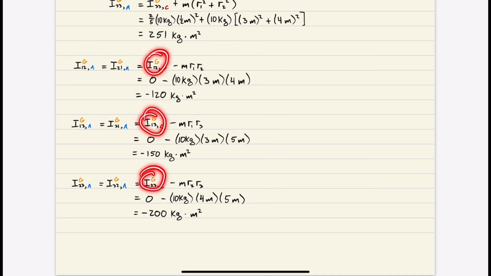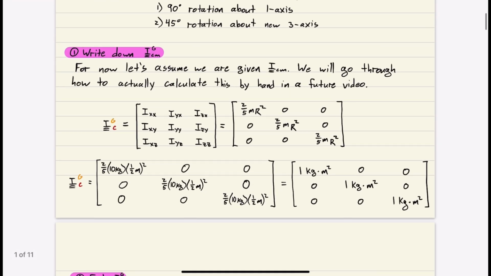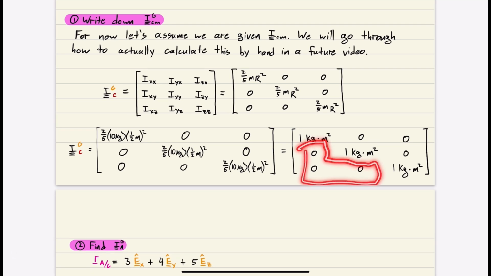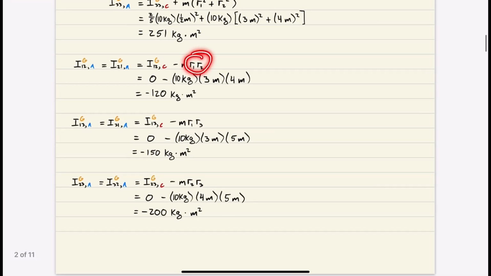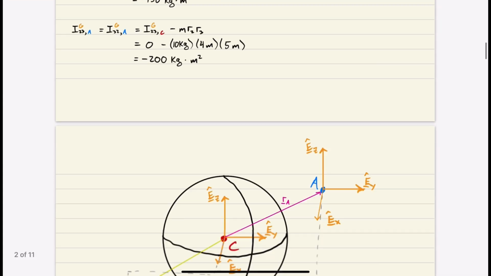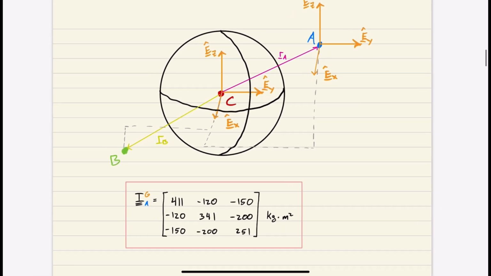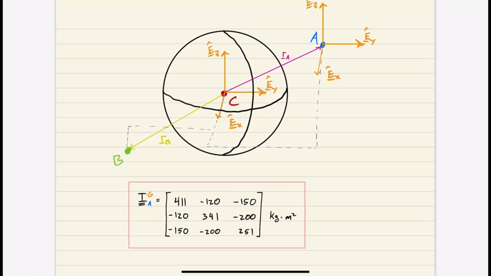The C component is the I12, I13, I23 about point C. These are all just 0, right? And if we look back up here, that's these terms right here. Those are all 0. And then we're just plugging in our R's, and we get these values. Right, okay, so this is the answer to part 2 of our problem. The inertia tensor matrix at point A, represented in G, is this right here.